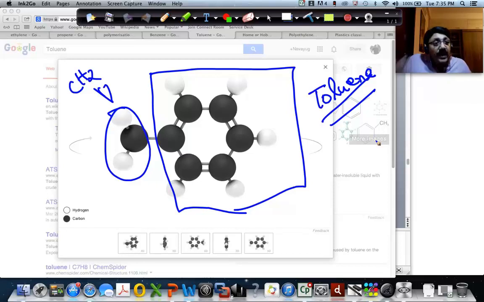Again, toluene can be polymerized, and there are polymers created out of toluene, right? So all these are examples of petroleum products. We have looked at ethene, propene, benzene, toluene. All these are petroleum products which are got from crude oil in different stages, and these can be polymerized to form different types of polymers. Okay?